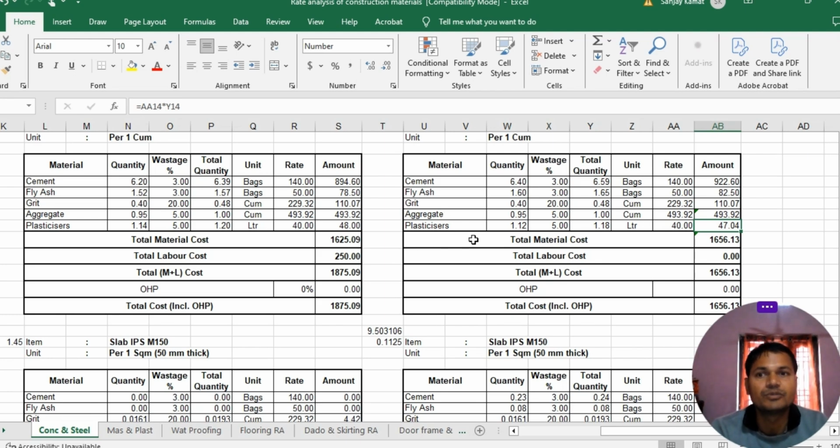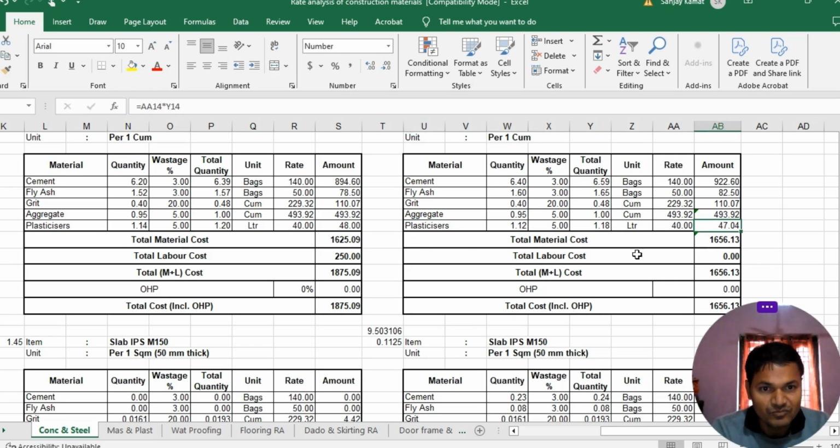I have taken one sample, and from this sample I am making you understand. Be confident: by taking any sample you can do it. Understand this sample first of all, and then you can do it easily. My target is to make you an expert civil engineer, so don't worry, I'll make you an expert.